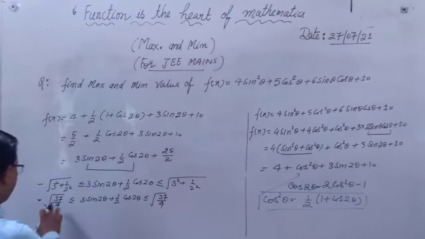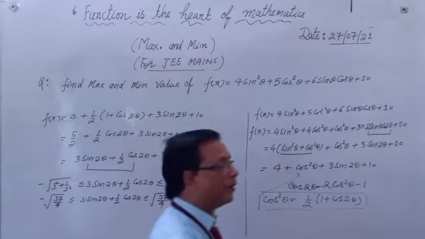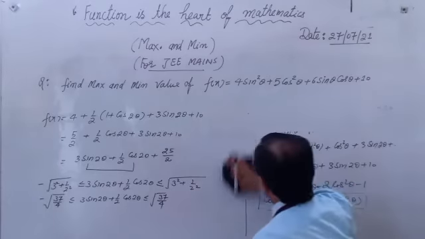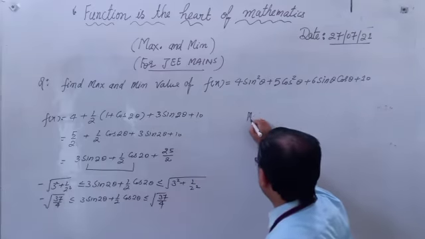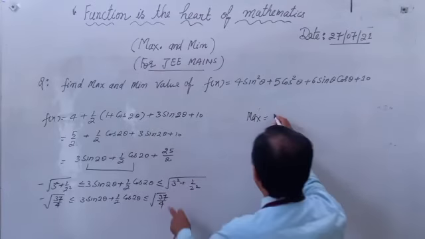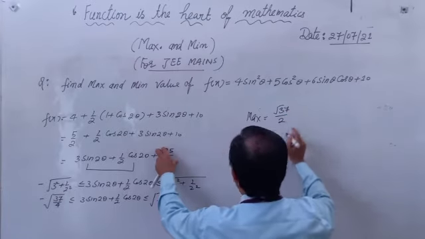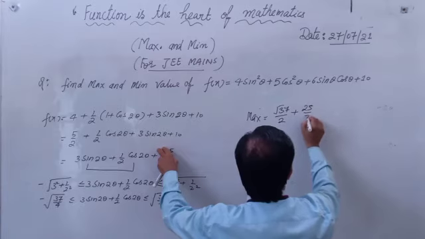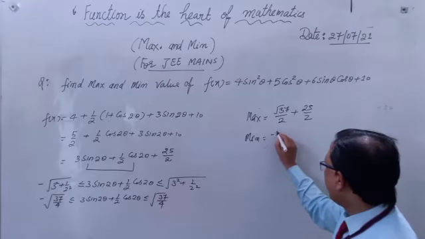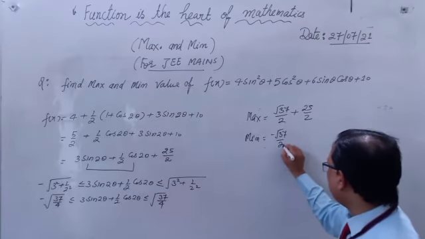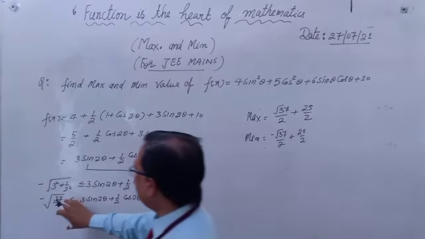Now we can easily write the maximum and minimum value of the function. So the maximum value is root 37 upon 2, plus 25 is added in both because 25 is in our equation, and the minimum value is minus root 37 by 2 plus 25 by 2. So this is your minimum, and 25 is added in both.